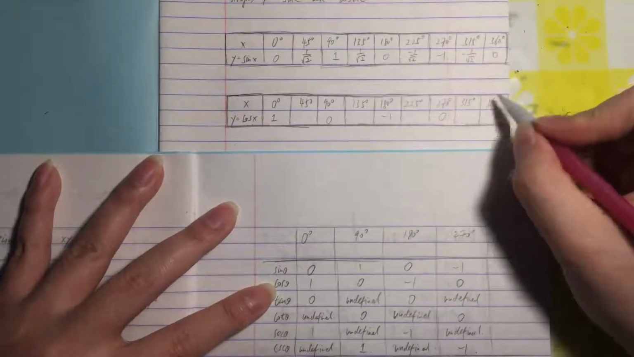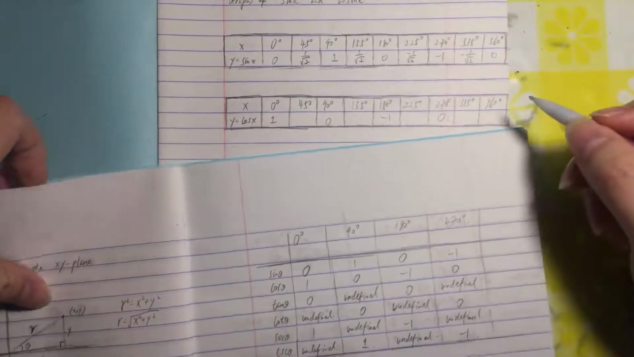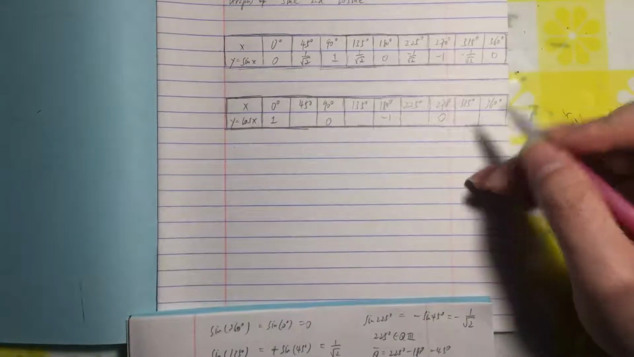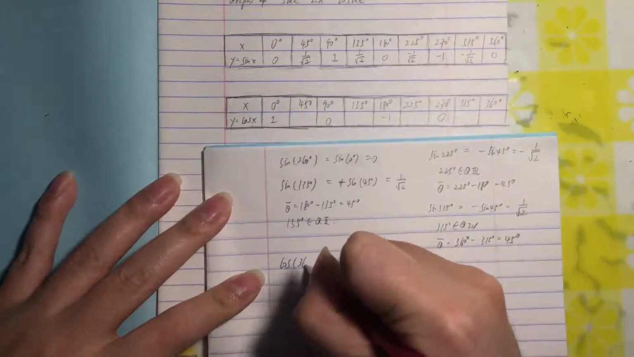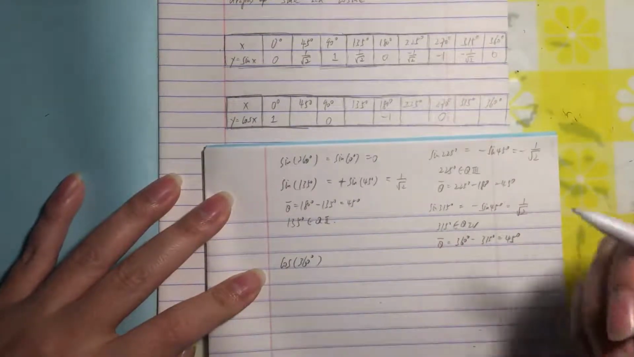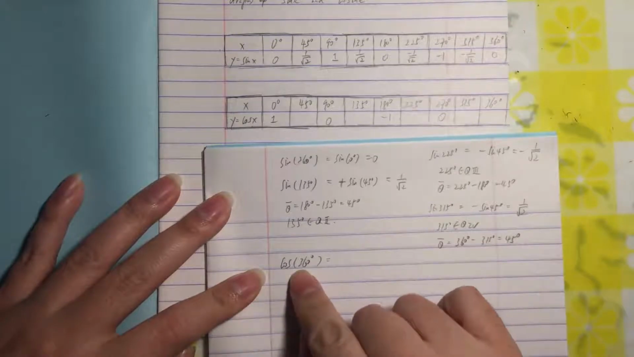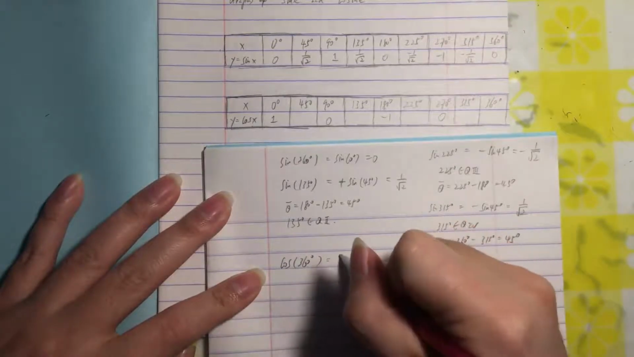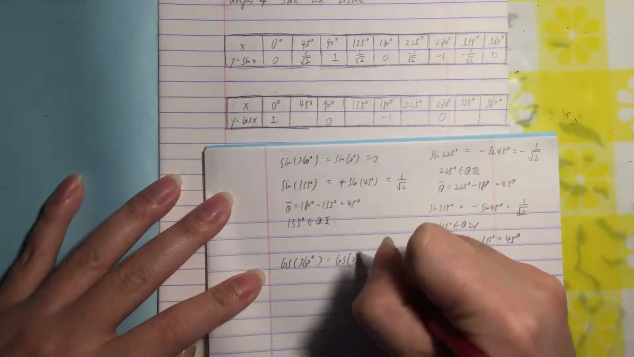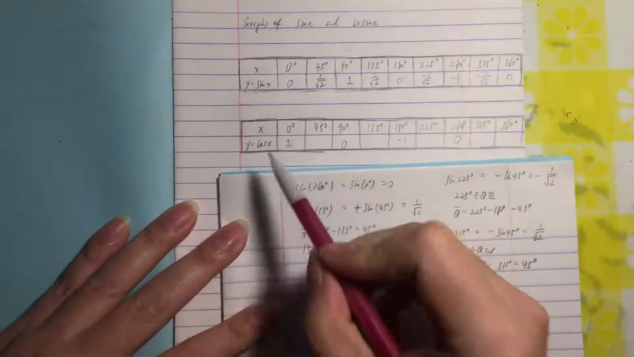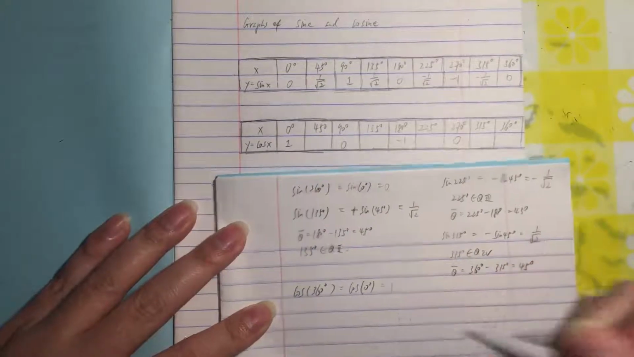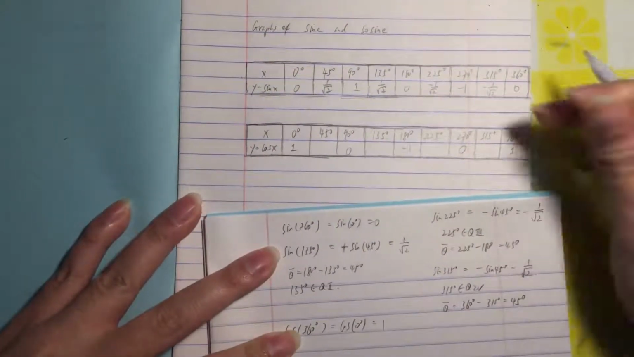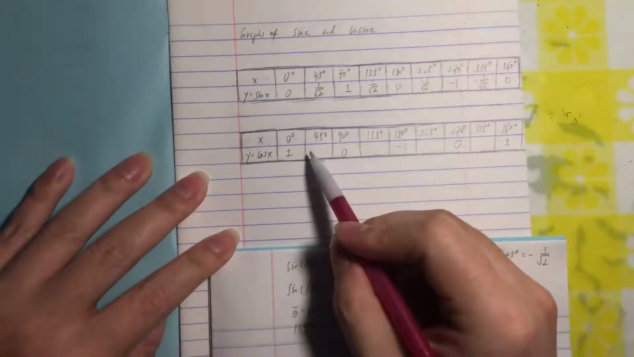How about cosine of 360? For cosine of 360, try to find its coterminal angle first. 360 minus 360 is 0 degree. And we know that cosine of 0 degree is 1. So cosine of 360 is also 1. Next, let's find the missing value in the middle.